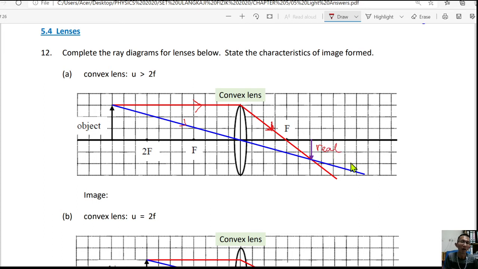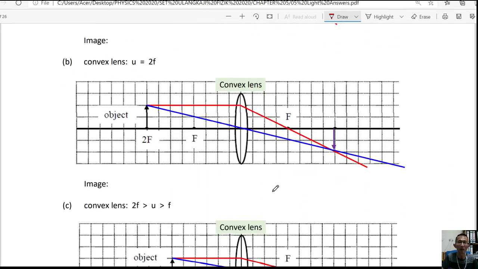Follow? So the characteristic of this image is upside down, diminished, and real. Okay, let's move on to the next one. We just follow the same thing. The red line is parallel to my principal axis, and after hitting the optical axis, it must go through my focal point, right?